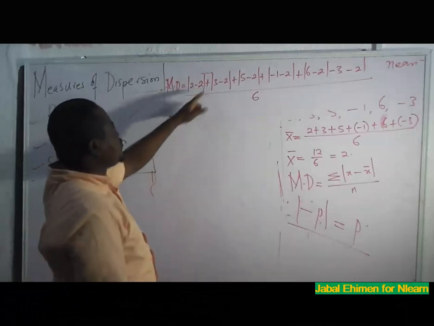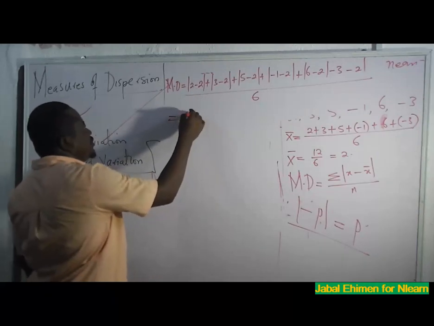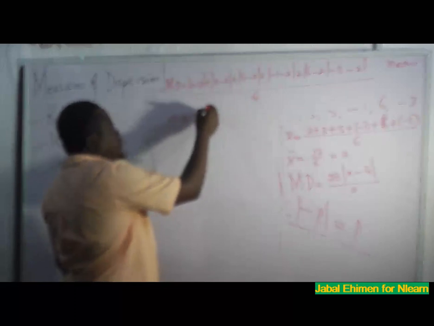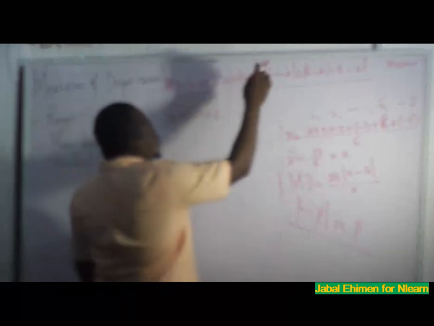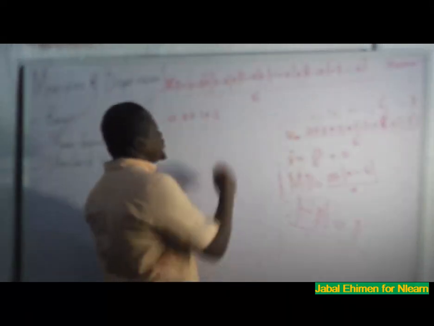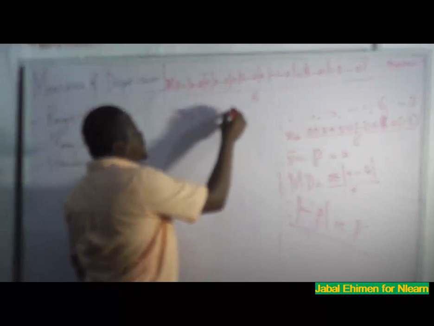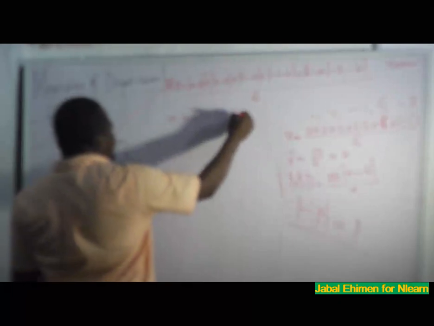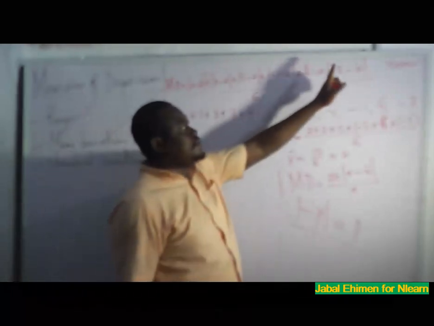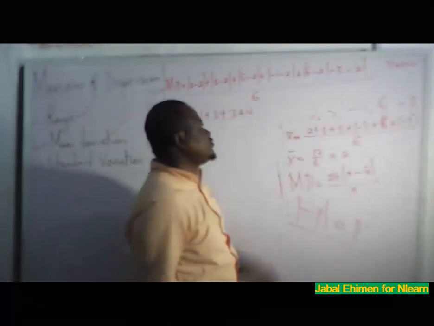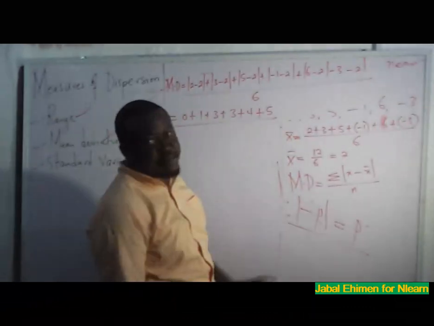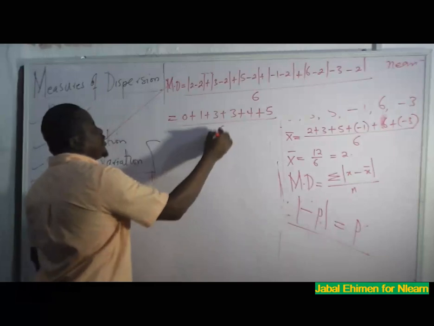So 2 minus 2 will be 0, plus 3, that's 1. 5 minus 2, that's 3. Minus 1 minus 2, that's minus 3, but there is no minus, it's going to be plus 3. So 6 minus 2, that's plus 4. And now minus 3 minus 2, which will become plus 5, because it's a bar. Immediately it leaves the bar, it becomes positive. So from there you have 6.